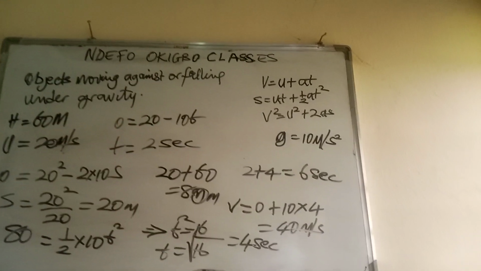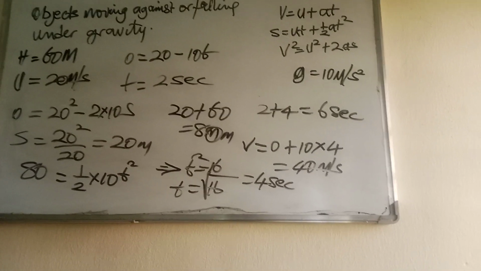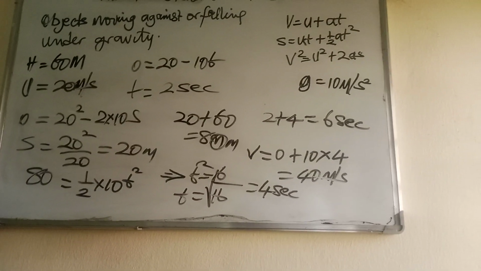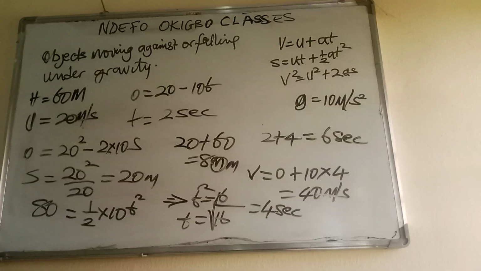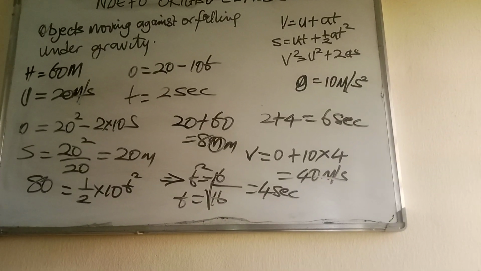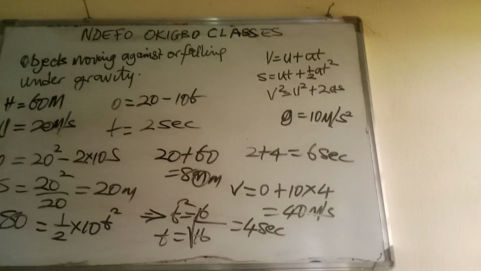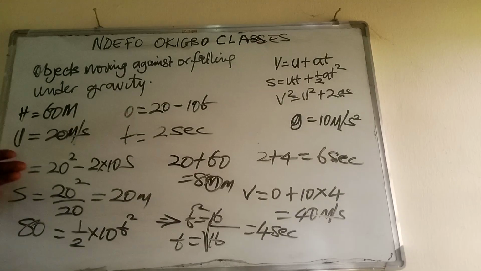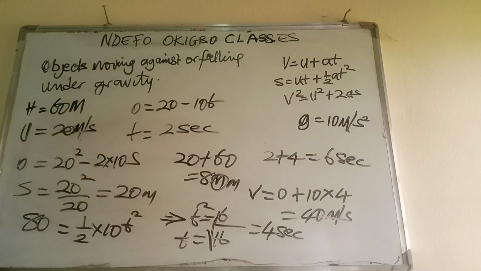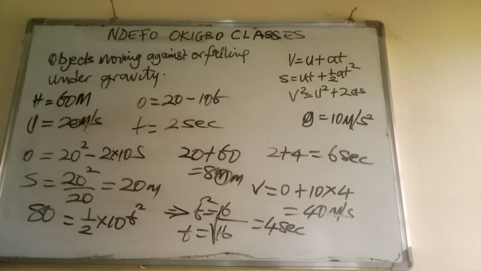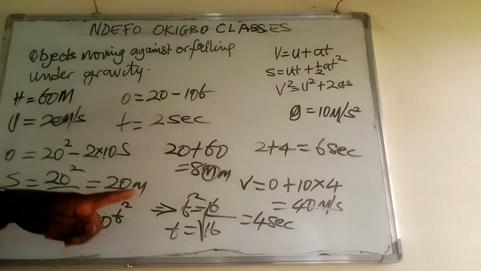So let me now repeat the question. A stone is thrown vertically up from the top of a tower 60 meters above the ground with a velocity of 20 meters per second. How long will it take for the stone to return and hit the ground, and at what velocity? That's the question. We got the time to get to the ground from the hand of the thrower after going up, and the velocity with which he hit the ground, which is 40 meters per second.